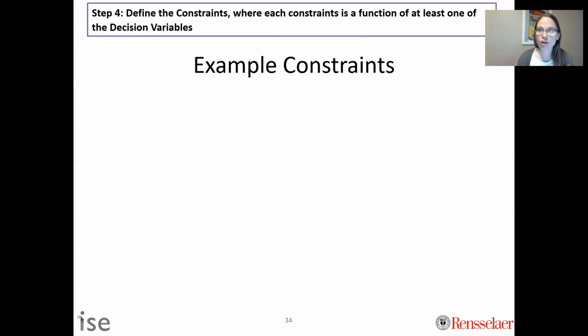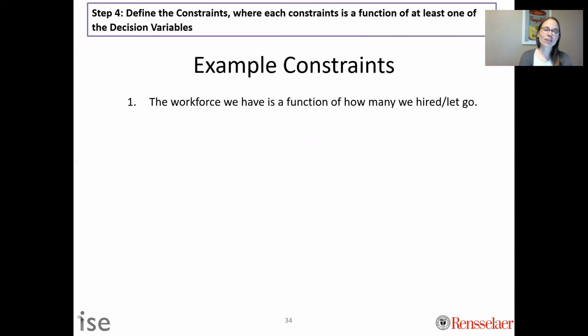These are by no means all constraints, and they're not exhaustive, but they're example ones. Oftentimes, many aggregate plans will have multiple combinations of these. So one is that the workforce we have is a function of how many we hired or let go. So there's a relationship between W's and H's.